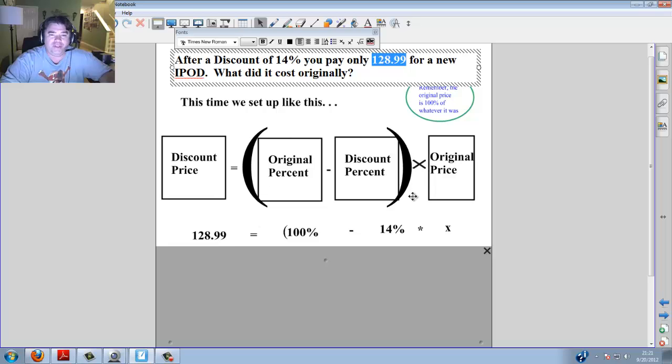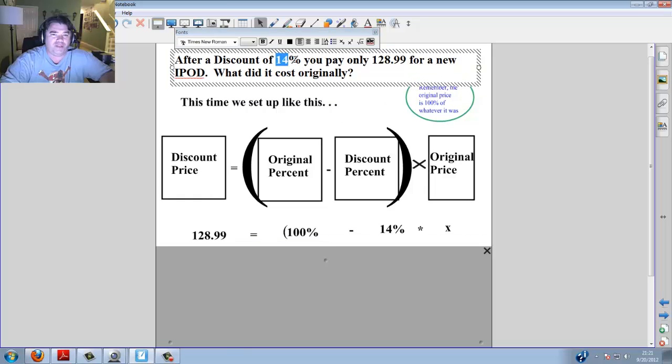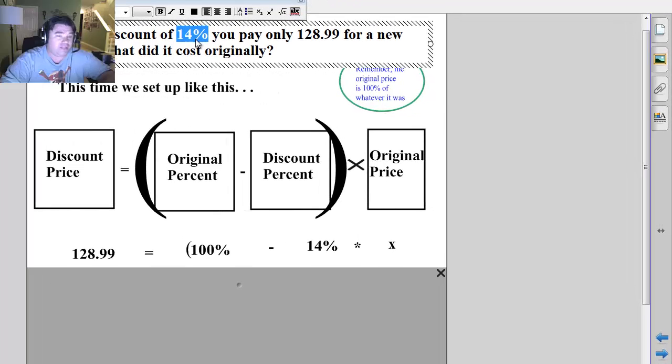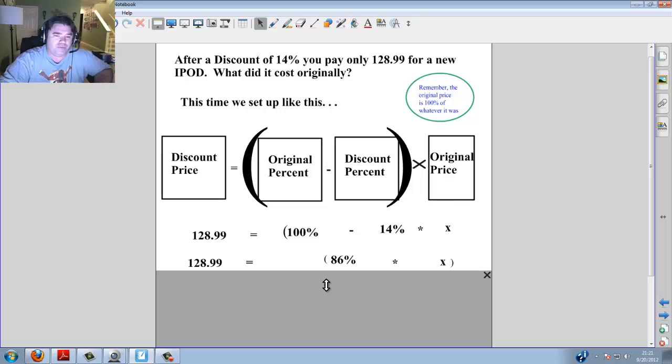But this is an accumulation of original percent minus discount percent. In other words, you saved 14%, and it was originally 100, of course. So the question we have to ask ourselves is, what's 100 minus 14? And clearly, if you're an AT student watching this, you know it's 86. So let's just put it down as 86%. Now times what? Times whatever the original price was.